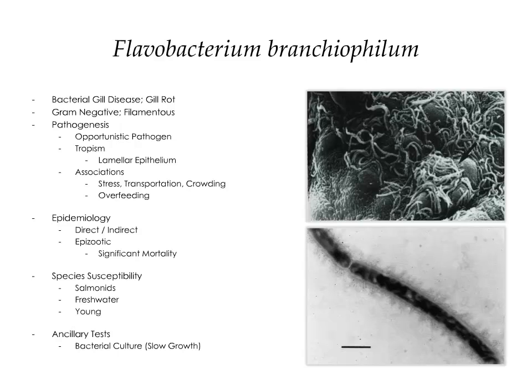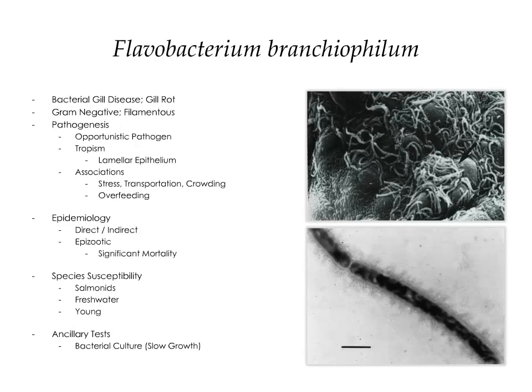Flavobacterium branchiophilum is the agent responsible for bacterial gill disease, also known as gill rot. This is a gram-negative filamentous bacteria. The bacteria is an opportunistic pathogen that has a tropism for the lamellar epithelium. Generally, outbreaks occur during periods of stress, following transportation, when there's overcrowding or overfeeding. In short, it's a disease of poor water quality.